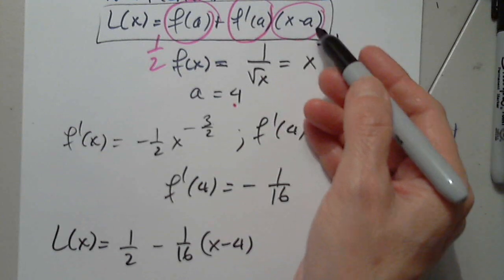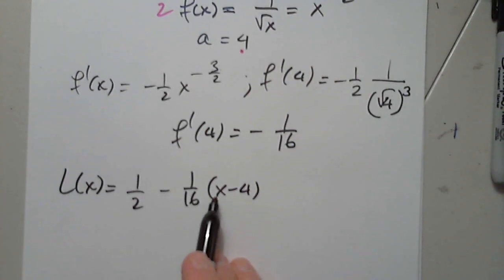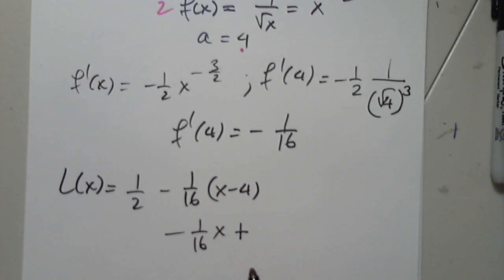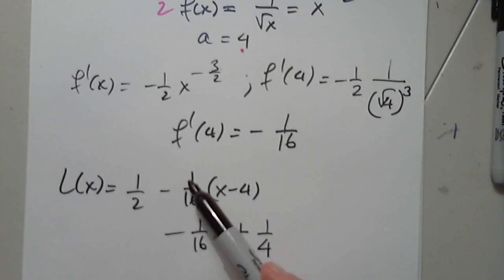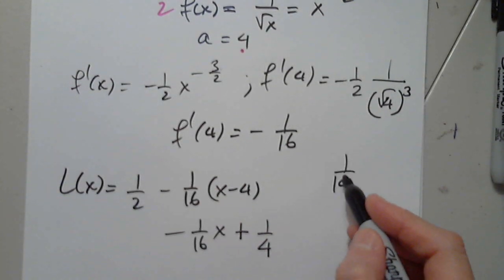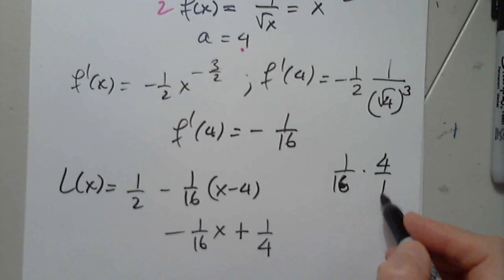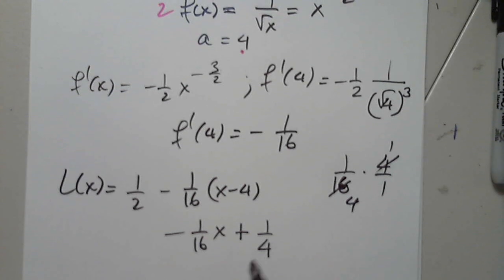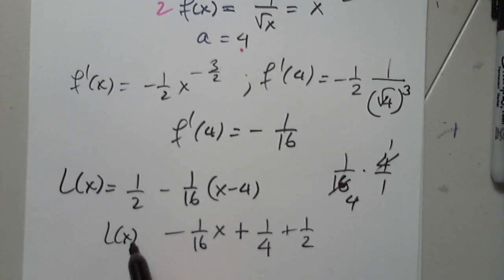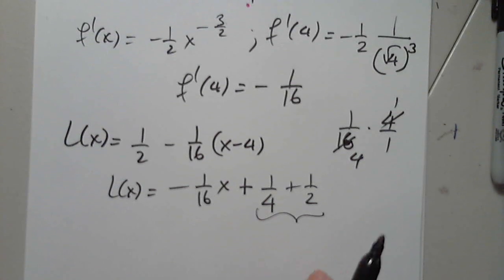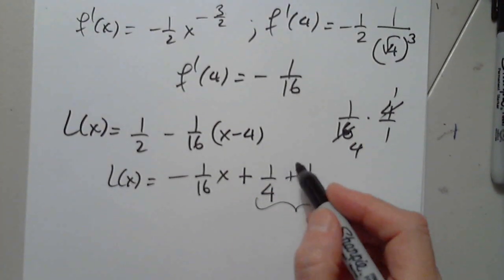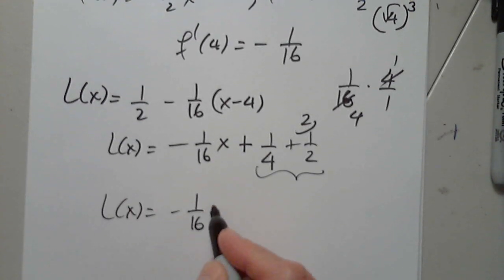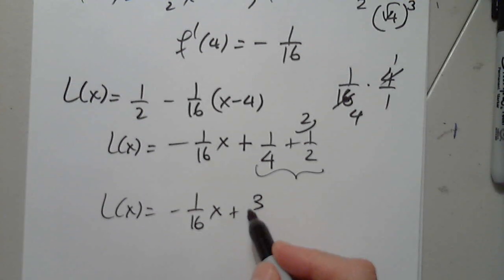Don't forget parentheses here. I have to distribute, so I have negative 1 over 16 x, but when I multiply these two, I have positive 1 over 4. 1 over 16 times 4 over 1, I simplify and I have 1/4. I cannot forget that, so plus 1/2. So this is the linearization so far. I have to find the least common denominator, which is 4. I have to multiply the top here by 2. So the linearization is negative 1 over 16 x plus 3/4.